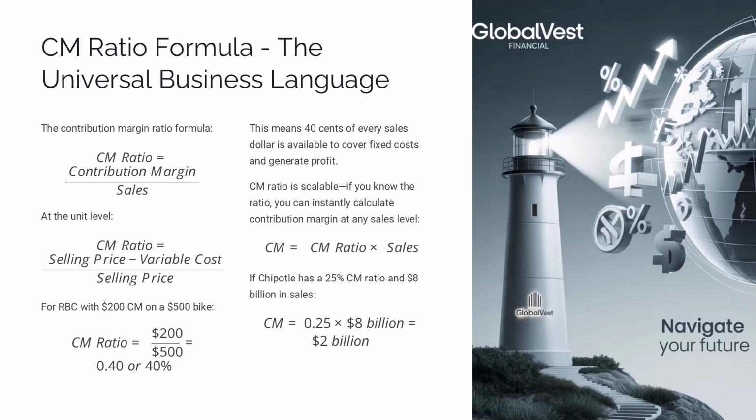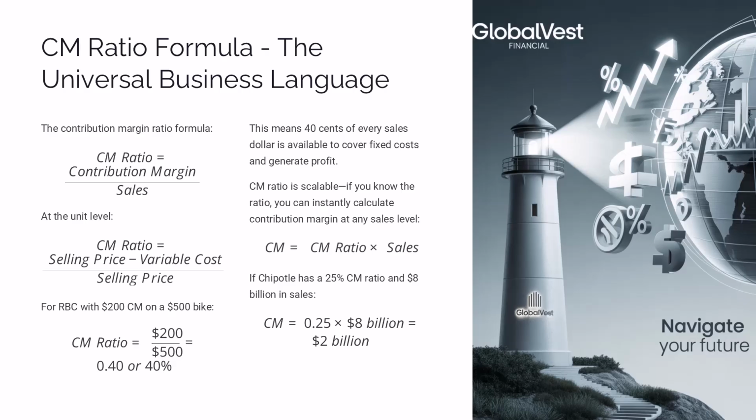The historical development of CM ratio is fascinating and will help you remember it forever. It was created by General Motors in the 1920s when they were trying to compare profitability across their different divisions making everything from Chevrolets to Cadillacs, and they needed a metric that worked regardless of whether they were selling $2,000 cars or $20,000 cars, which is exactly what CM ratio provides.